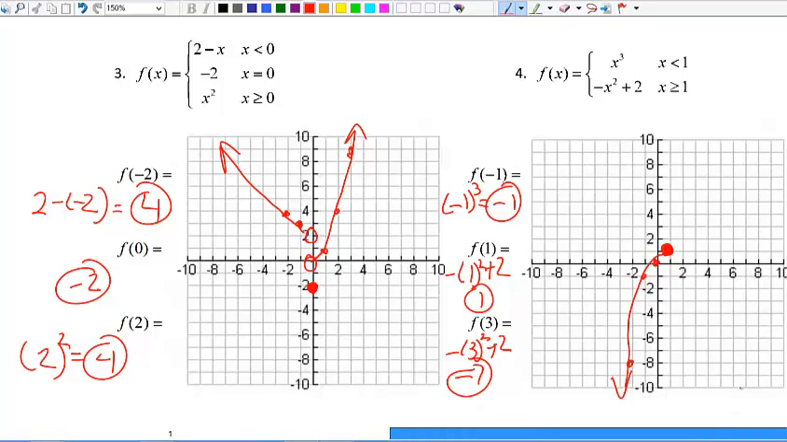Okay, so continuing on, I'll go all the way to 3. At 3, I'm at down here, negative 7. Just to kind of give me a transition point in between, when I'm at 2, what's negative 4 plus 2, so I'm at negative 2. Okay, and then that piece would connect like that.